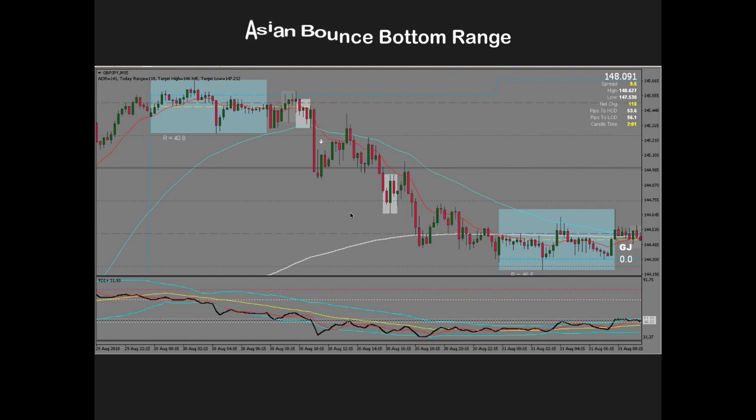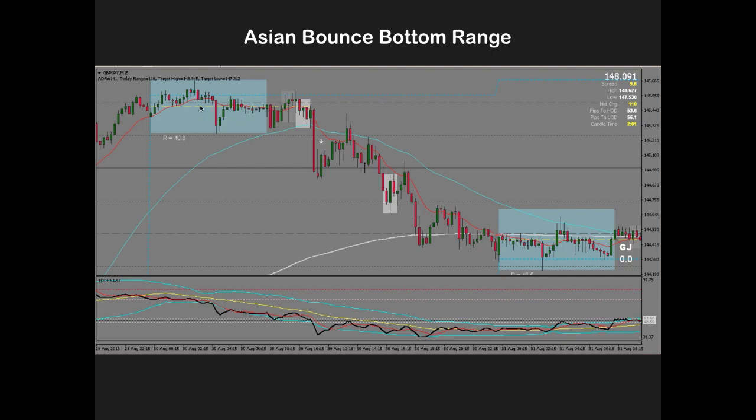Now sometimes it can bounce off of the top of the range, and sometimes it can bounce off of the bottom of the range. So we're going to talk about the bottom range right now, and what I mean by the bottom range is this bottom right here. So this is your Asian range. This is a bigger range this time, 40 pips. The top of the range is here, the bottom of the range is here.